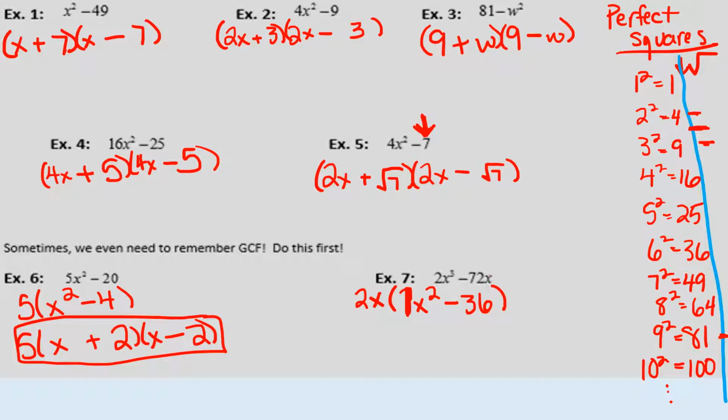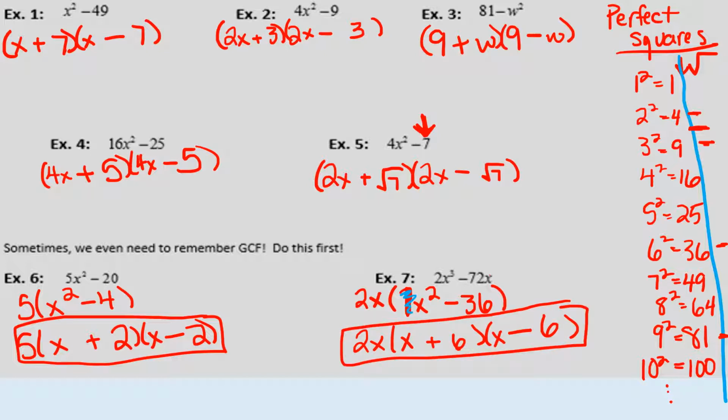So we know that x squared minus 36 is a difference of two squares. So bring down my 2x in front of my two sets of parentheses. In order to get x squared as a first term, we need an x in both sets of parentheses, and then the square root of 36 would be 6, and we need one of them to be positive and one of them to be negative. So my final answer is 2x times x plus 6 times x minus 6.